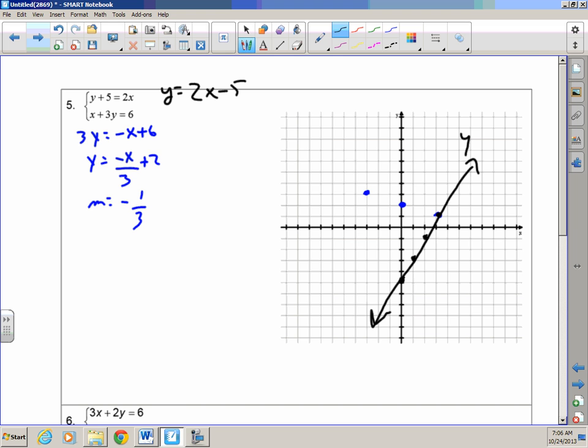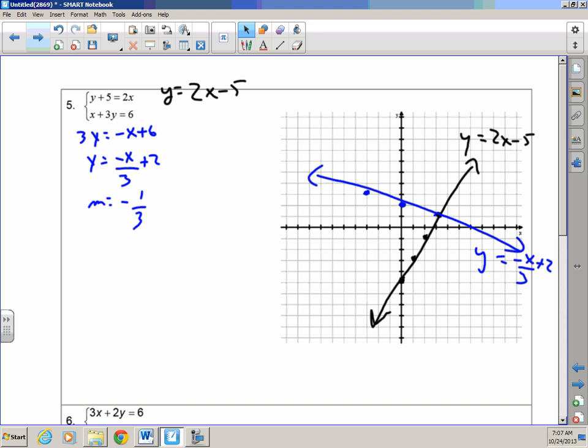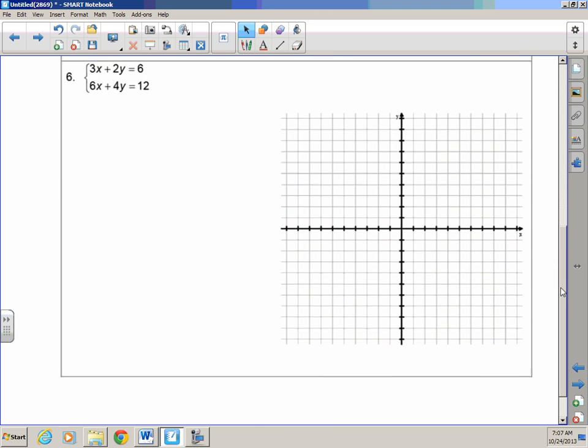Here is y equals 2x minus 5. Here is y equals negative x over 3 plus 2. And you have to indicate your point of intersection, which in this case is (3, 1). And if you substituted 3 in for x and 1 for y into both of these, you will see that it works mathematically. Now, let's go to our last situation.